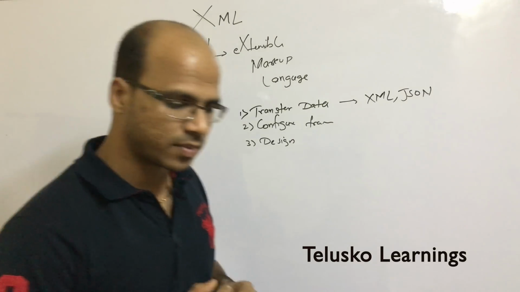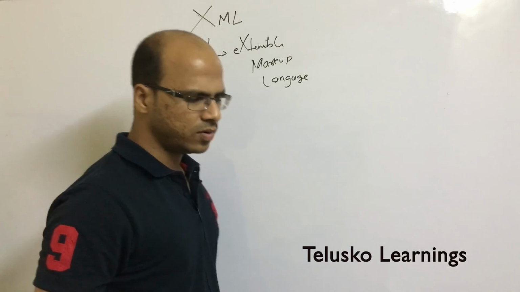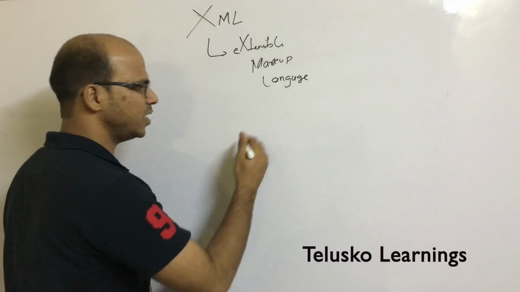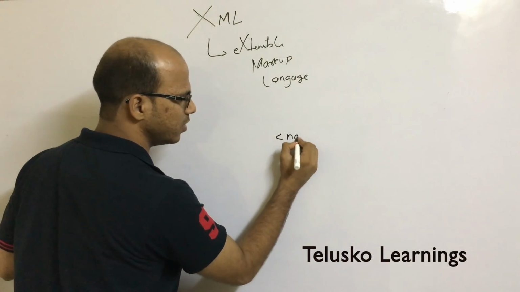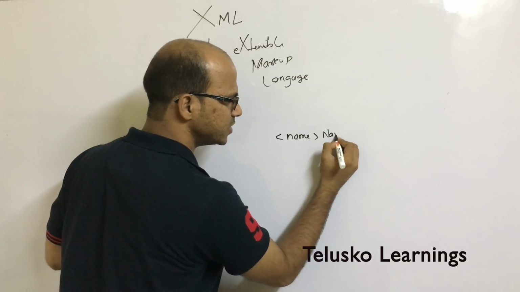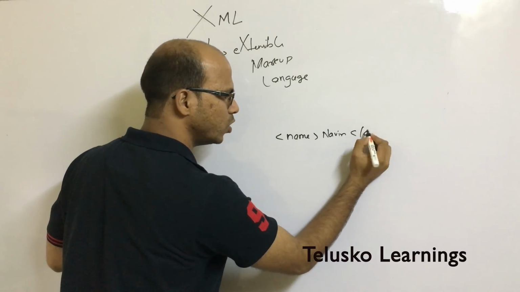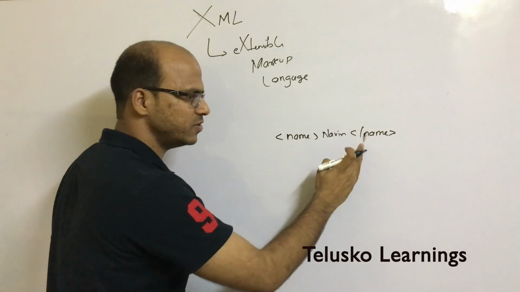So that's the uses of XML. Now how exactly does it look? Let's say I want to create an XML. So I will create an XML here and say I want to store my name. If my name is Naveen, I will use a name tag, specify the name as Naveen, and I need to close this name tag. It is compulsory to close the tag when you open it.